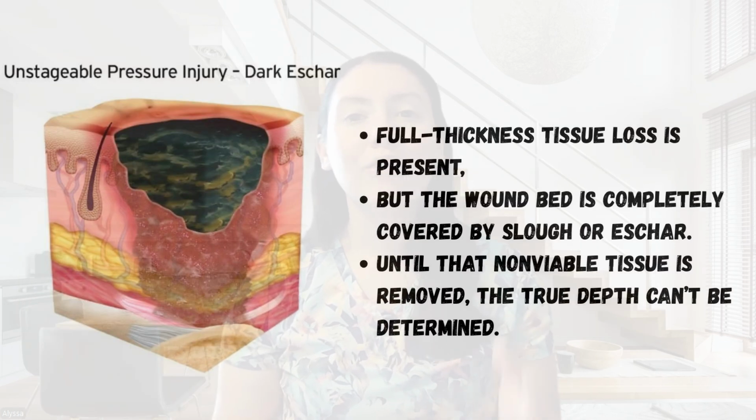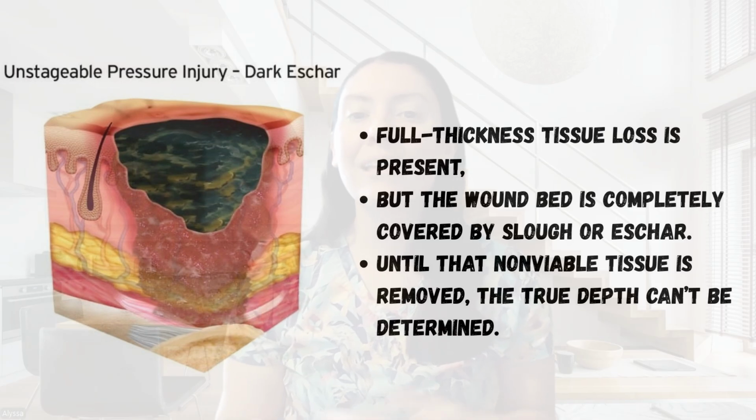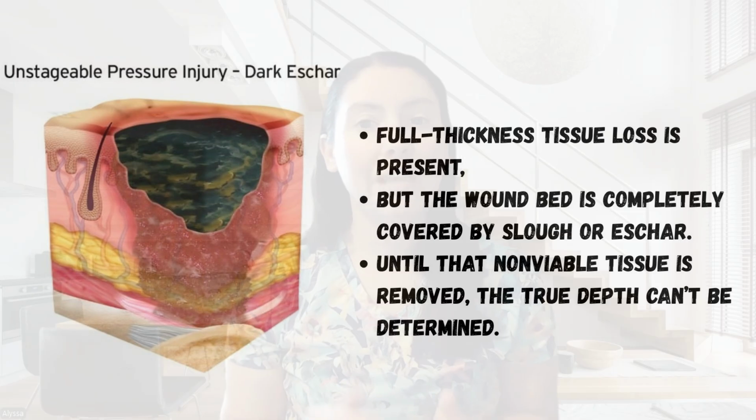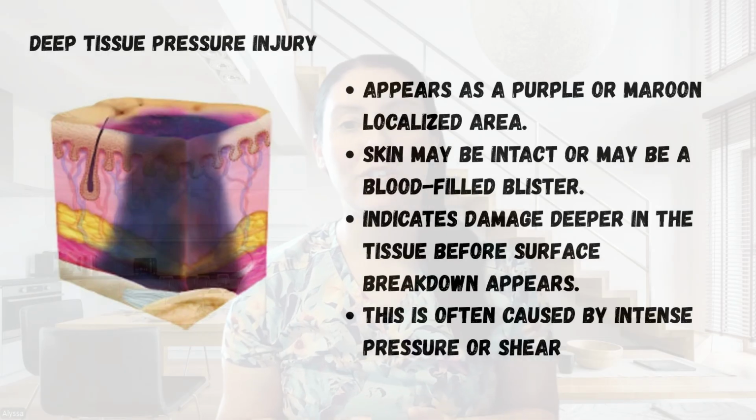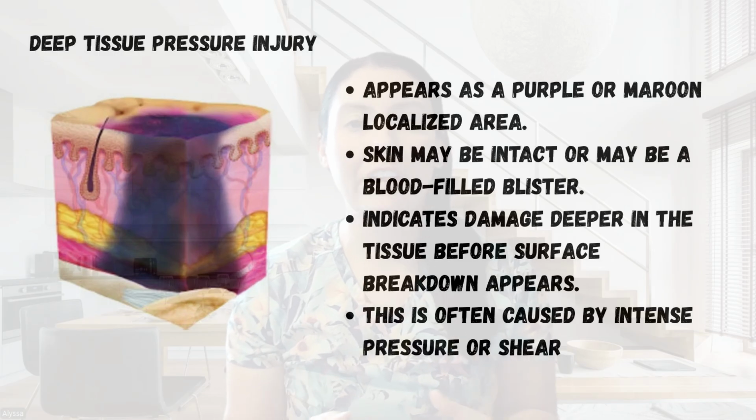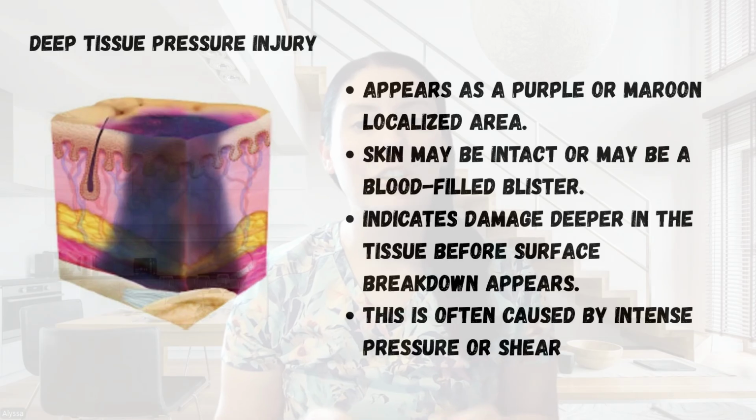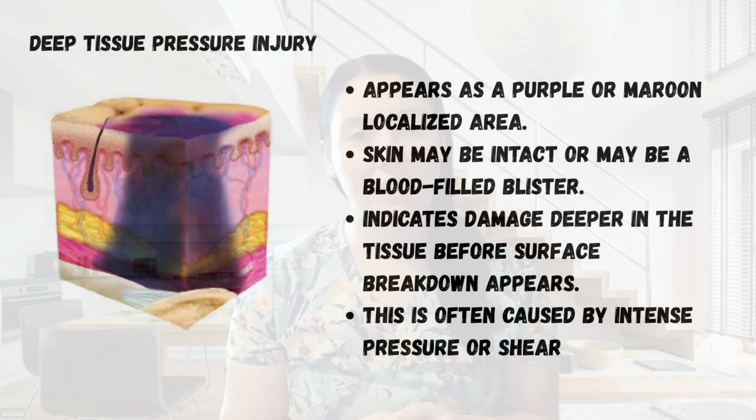Unstageable. The wound is full thickness, but the wound bed is completely covered by slough or eschar. You cannot determine the true depth until non-viable tissue is removed. Deep tissue injury. This is a purple or maroon area. It's either intact or blistered. This indicates deep tissue damage beneath the surface.